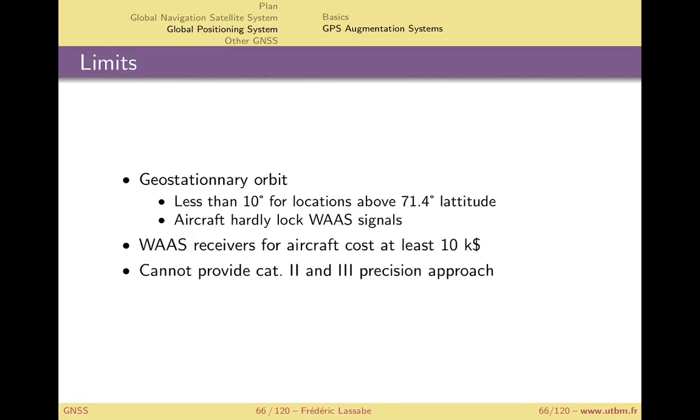Its limits are to rely on geostationary orbits, which means that above 71.4 latitude you cannot rely on the WAAS signal because it's hard to get the signal from the airplanes. WAAS receivers for aircraft are a bit expensive, so $10,000 for each plane, and for now it cannot provide category 2 and 3 precision approach, so it cannot do everything, so you still have to rely on external systems.